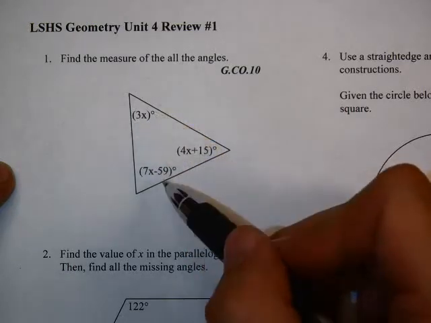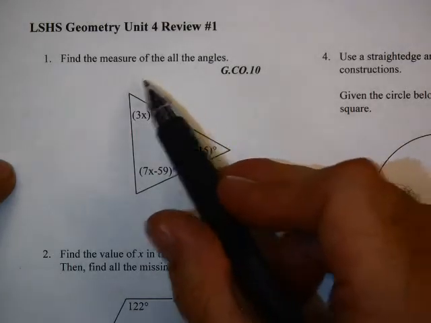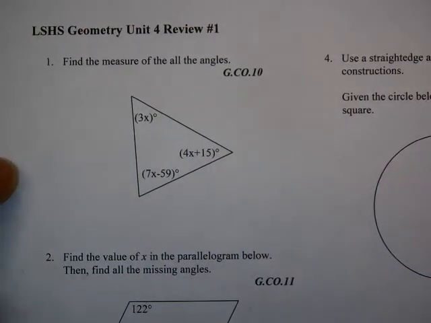You have 3x on this angle, 7x minus 59, 4x plus 15. And really when they say find the measure of the angles, they didn't say anything about x. You really have two steps here. You have to solve for x first, and then you have to plug it in and get these angles. So on a separate page, I'm going to show the equation to get x.